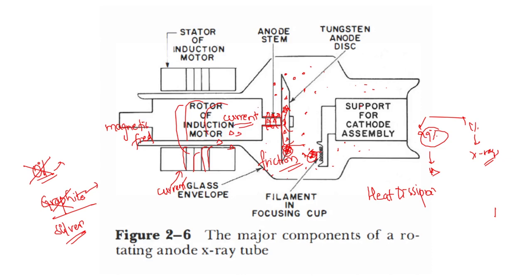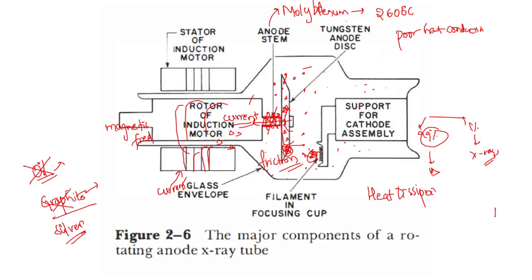So we have to solve that problem. To prevent that, the tungsten target and the induction motor are connected by this anode stem, which is made up of molybdenum. Molybdenum is a metal with a high melting point of 2600 degrees Celsius, and it is also a poor heat conductor. Because it is a poor heat conductor, molybdenum will prevent the heat from reaching the induction motor, because once the heat reaches the induction motor, it will decrease the working of the induction motor. So by this we can prevent the heat from reaching the induction motor.